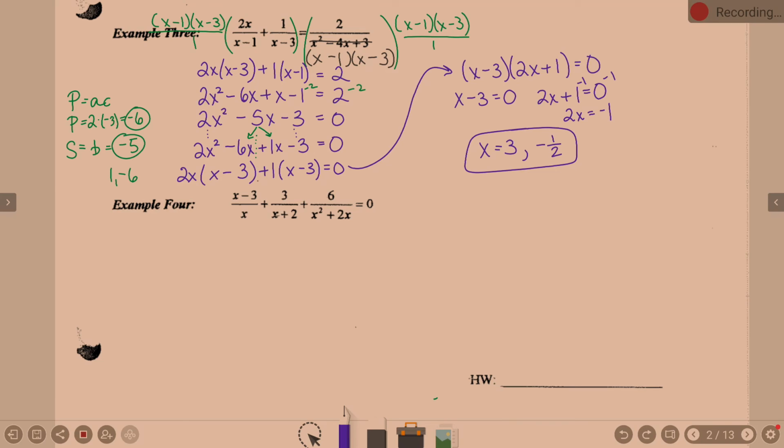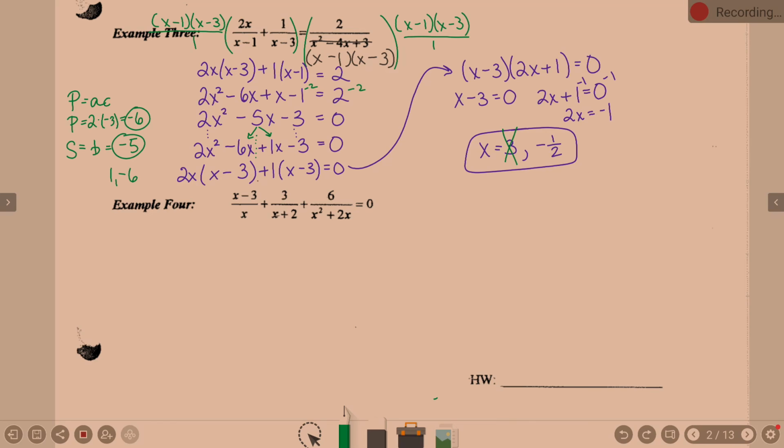Don't forget to check your solutions. What do you notice on this one? Do they both work? No. There's an obvious one that doesn't work. Which one obviously doesn't work? 3 can't work. 3 can't work because if you put it back in the original problem, it makes the denominator equal to 0. So 3 can't work.